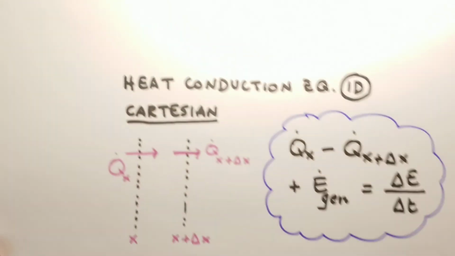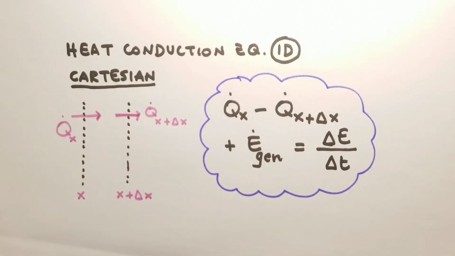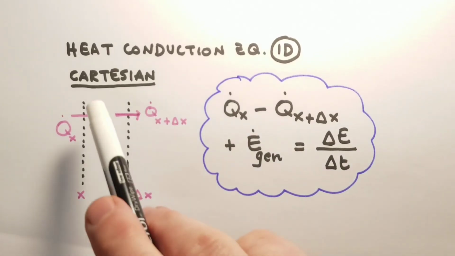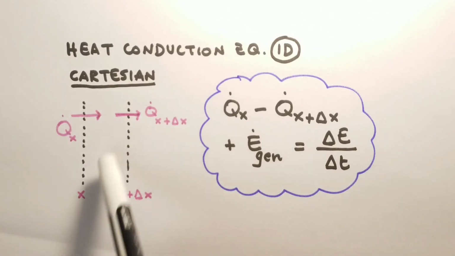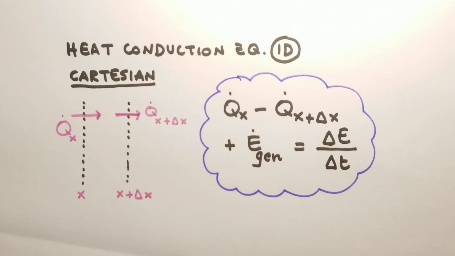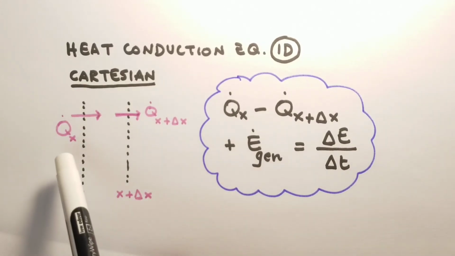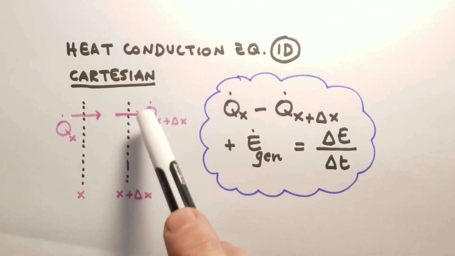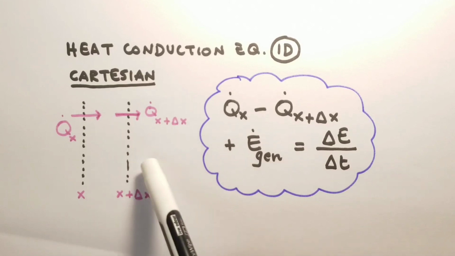Let's look now at the heat conduction equation. And of course, we start from a conservation of energy. Let's consider first the case of Cartesian geometry. So we have here part of our thin wall. We define a position x and a further position x plus delta x. So the distance between these two points is delta x. And in this control volume, we have a Qx that enters the control volume from the left, and we have a Q at x plus delta x leaving the control volume.